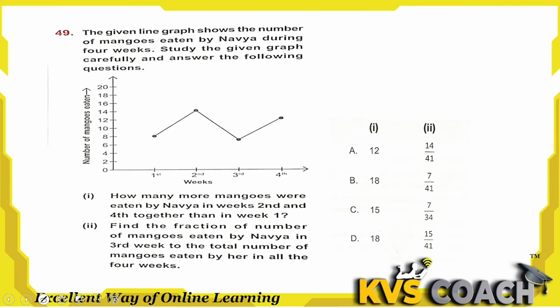Next is, the given line graph shows the number of mangoes eaten by Navya during 4 weeks. Study the given graph carefully and answer the following questions. So let's study the graph. In the first week, Navya ate 8. This is 8.